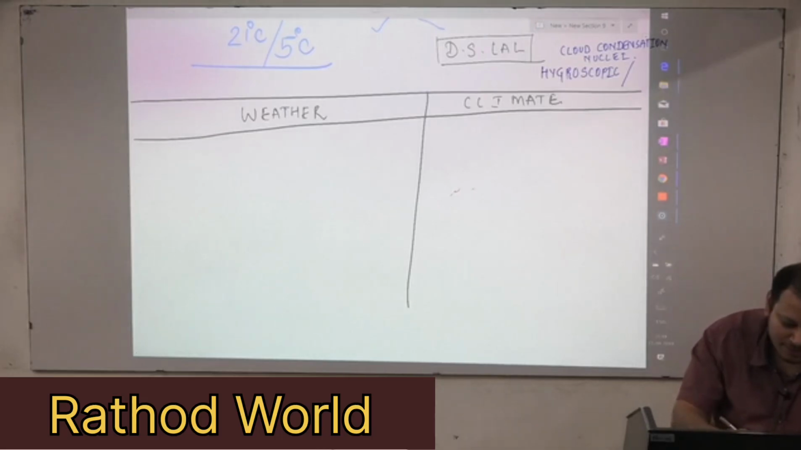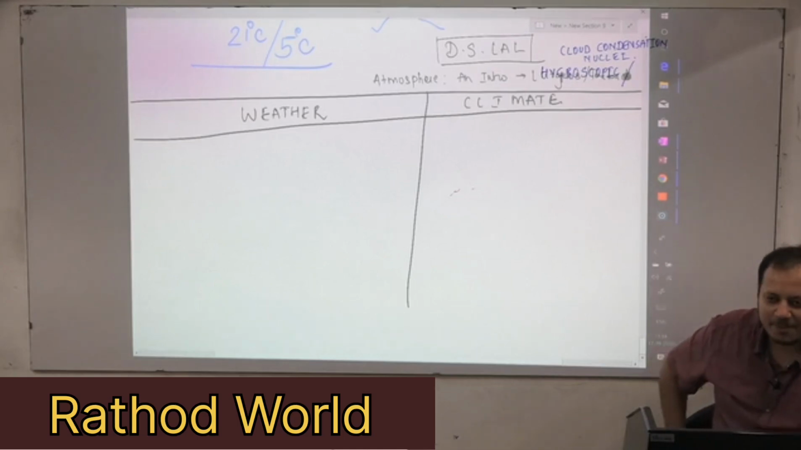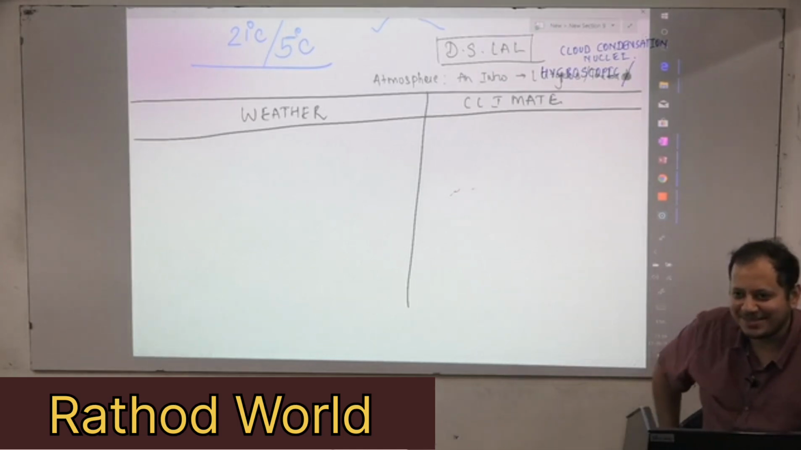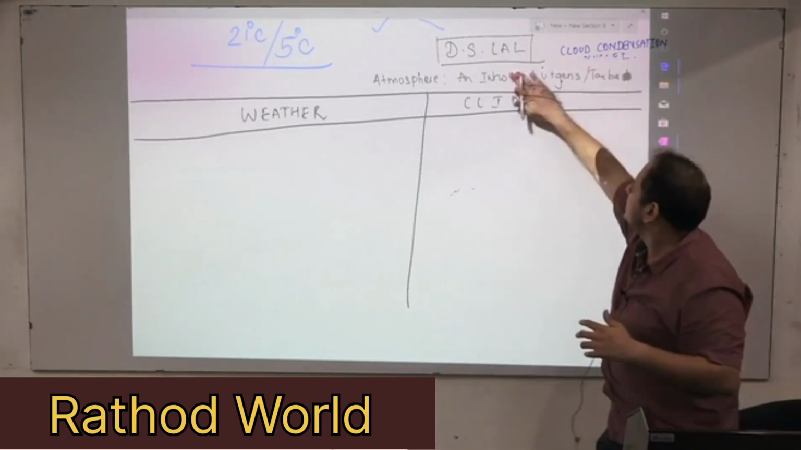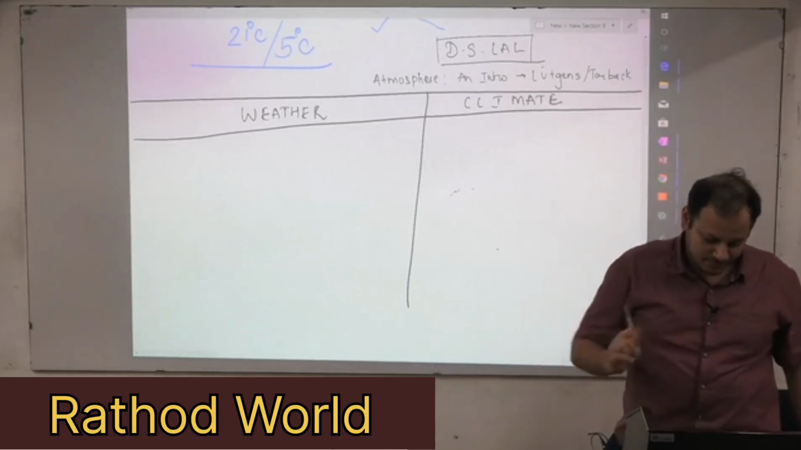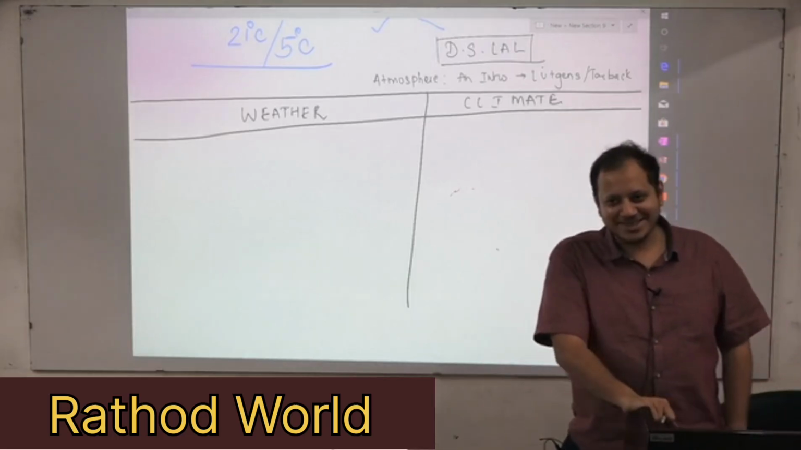See, the best book on climatology, if anybody is planning to buy, is Atmosphere: An Introduction by Lutgens and Tarbuck. If you buy it, give me a xerox copy too. Fine. Tarbuck and Lutgens. So we will download it and share it with you.